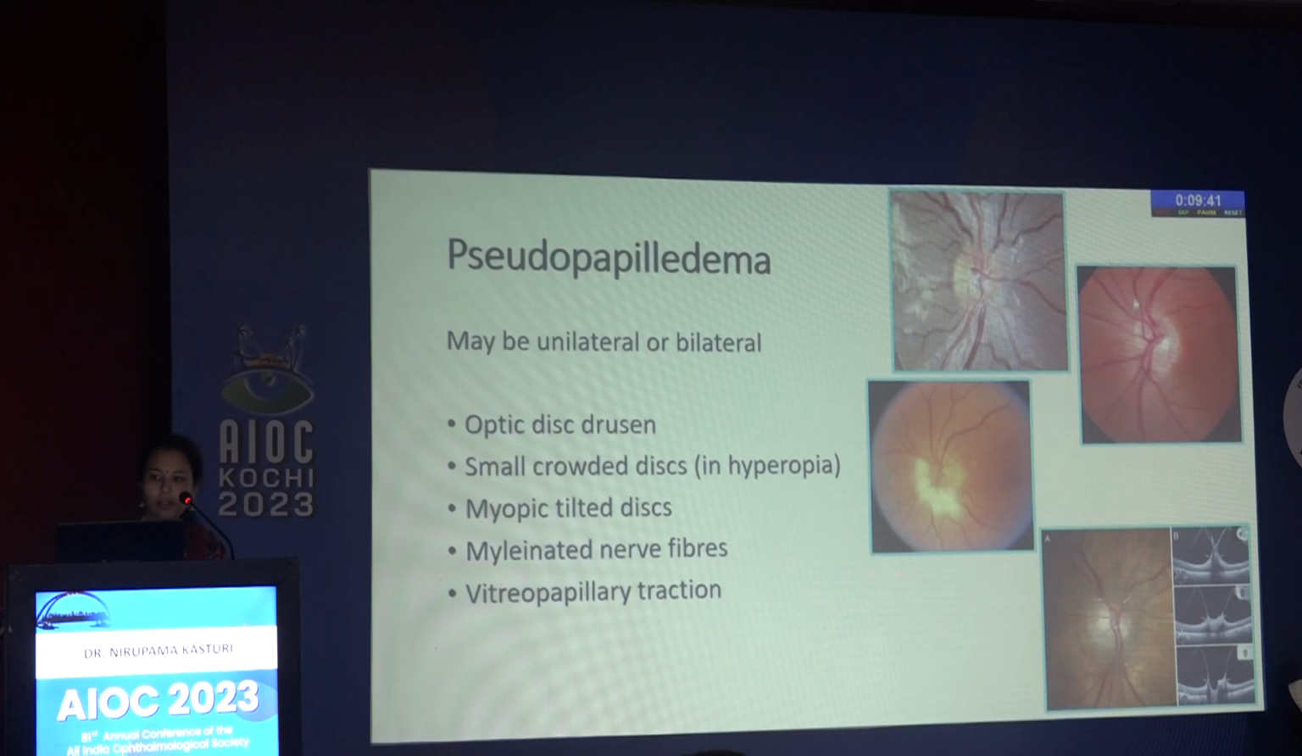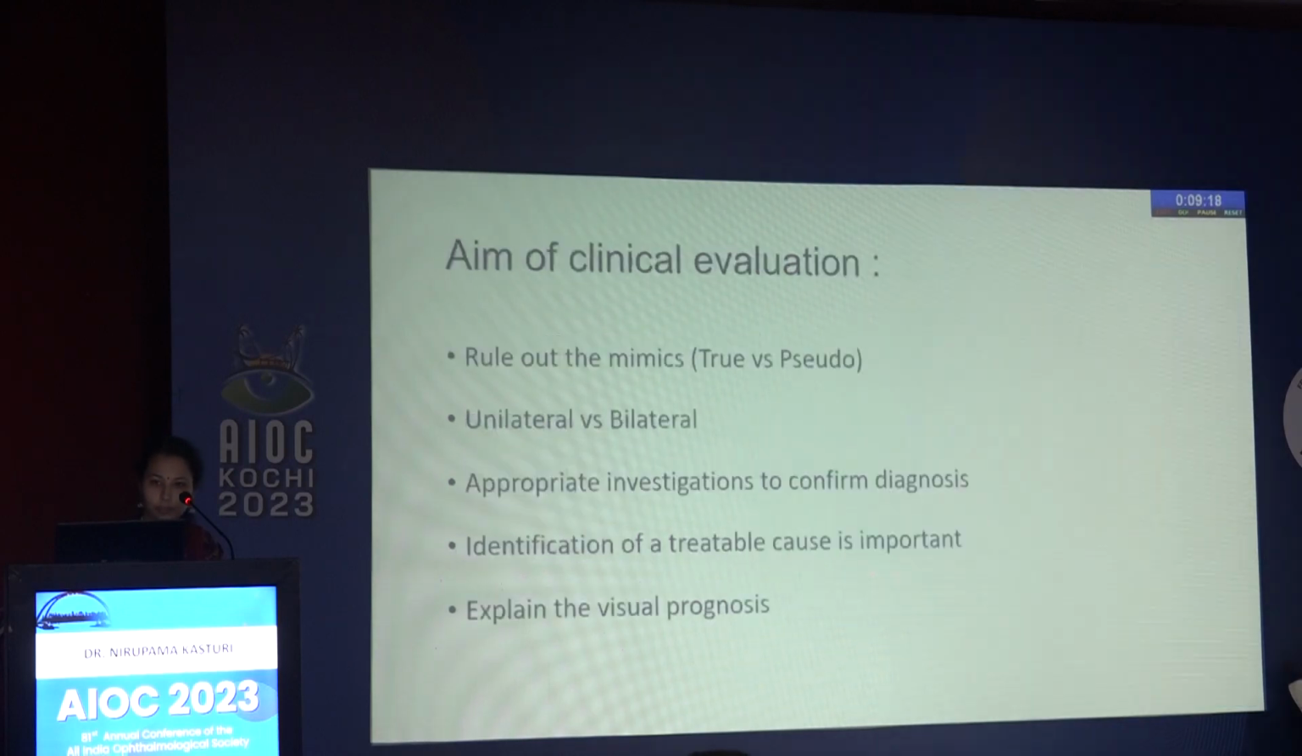Then in myopia also you can have a tilted disc, which also gives rise to an appearance of a swollen disc. Similarly, in myelinated nerve fibers, the disc margins are not clear, so we get confused whether there is a disc edema there. And also whenever there is a vitreopapillary traction. So all these are important causes of pseudo disc edema which have to be ruled out.